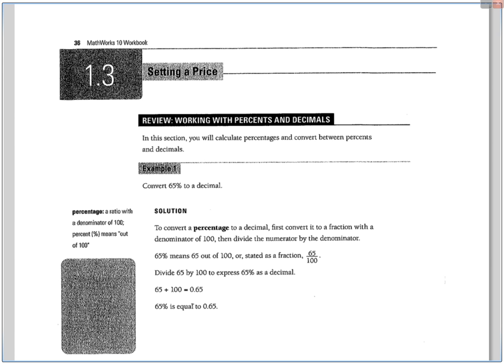Okay, so this section's 1.3, setting a price. The first skill that they're offering is how to calculate percentages. So the first skill that they're going to give you is the percent.